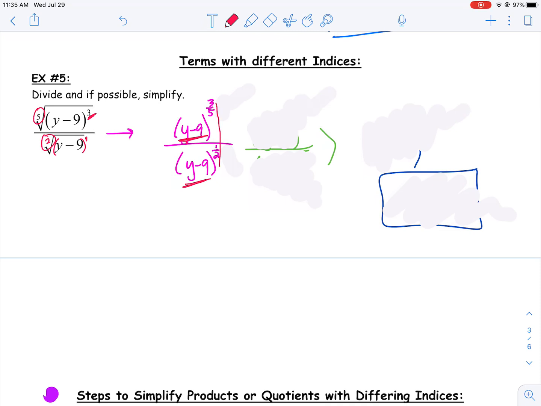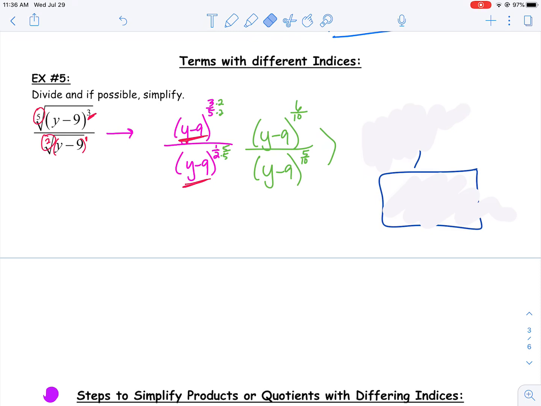The problem is I can't really subtract these two fractions because when I'm subtracting fractions, remember we need a common denominator. So in order to subtract the 3/5 minus the 1/2, I need them to be the same denominator. So let's go ahead and convert them into the same denominator by multiplying 3/5 by 2 over 2 and 1/2 by 5 over 5. When I do that, I end up getting y minus 9 to the 6/10 over y minus 9 to the 5/10. You notice that they now have common denominators of 10. Same exact value as my original, just in a different form. But at least now they have common denominators and I can subtract the exponents.